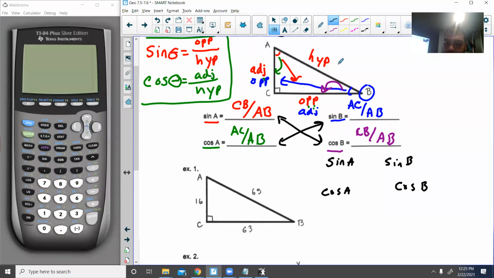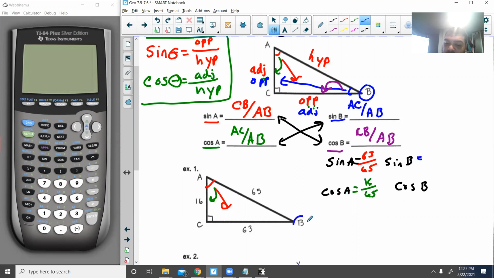All right. Usually I would ask you who got the answer. Kind of hard to do this on computer, so I'll just go over the answers. Starting at A, sine is opposite over hypotenuse. So 63 over 65. Can't simplify that. Cosine is adjacent over hypotenuse. So that's 16 over 65. Can't simplify that.